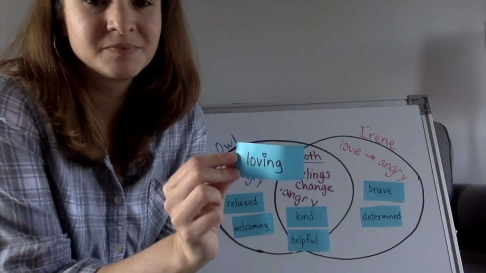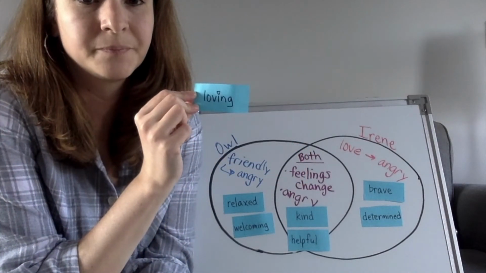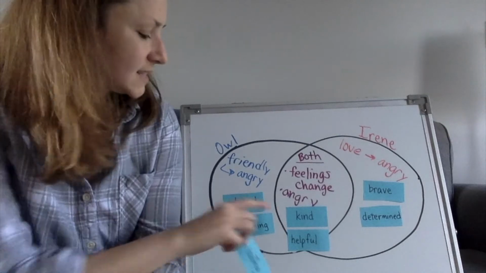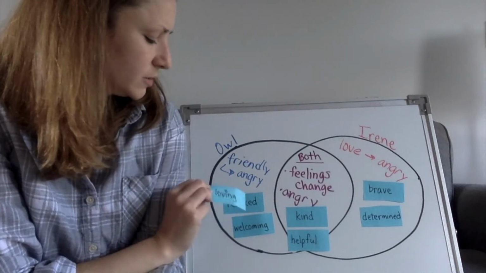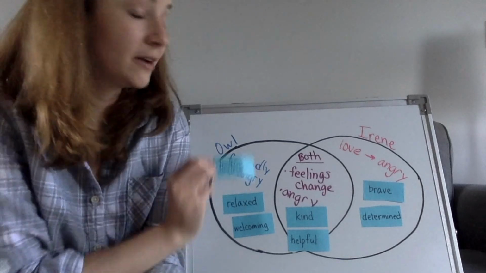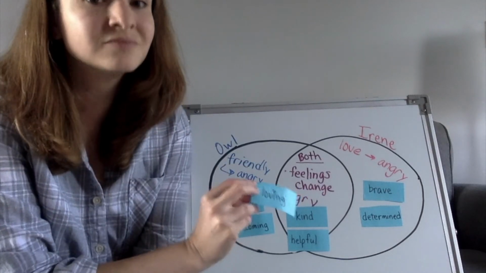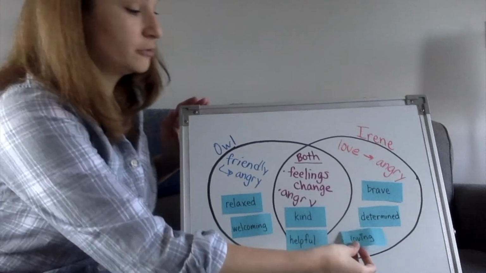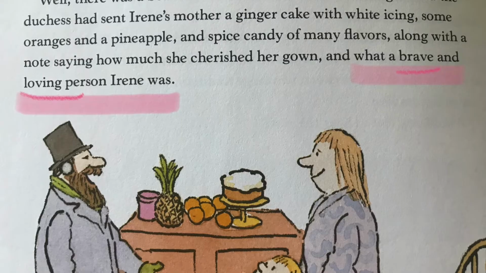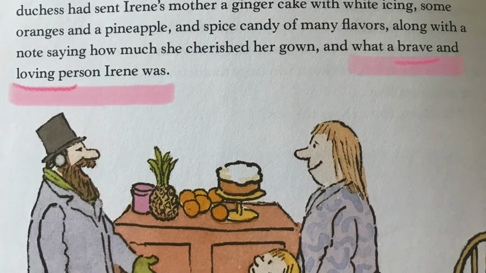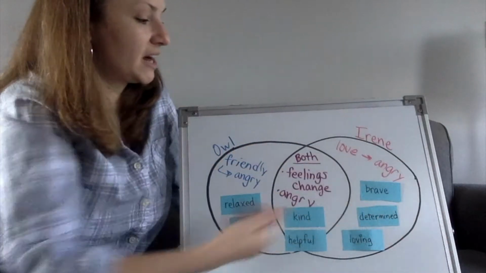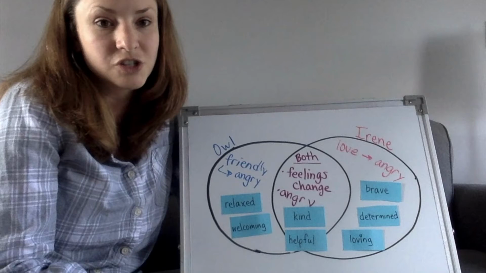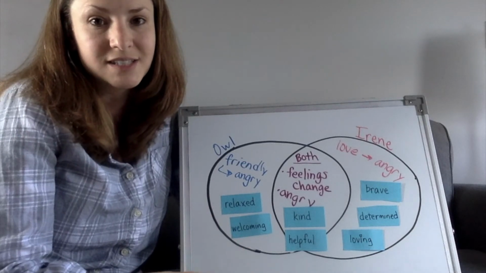Loving. Which character was loving? Now, we know Owl was kind and helpful, but I don't think Owl really did anything that shows that he was loving. What about Irene? Was she loving? I think so too. And we can prove that. There's evidence right in the text where at the end, they're giving her compliments and saying how Irene is loving. So those are some character traits that we can use to describe these two characters from our stories this week.